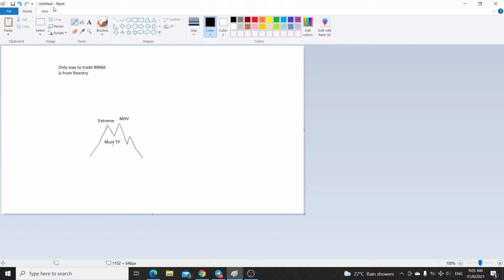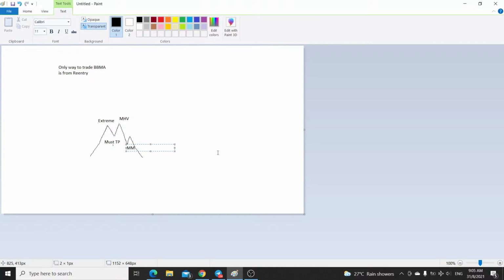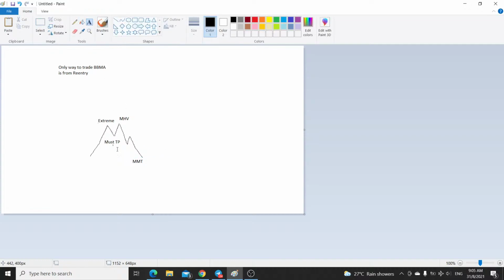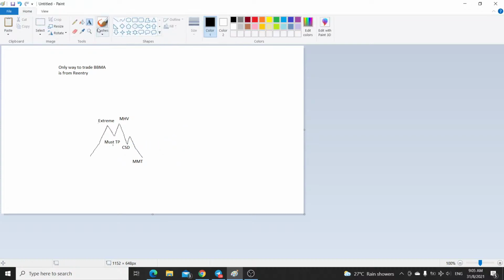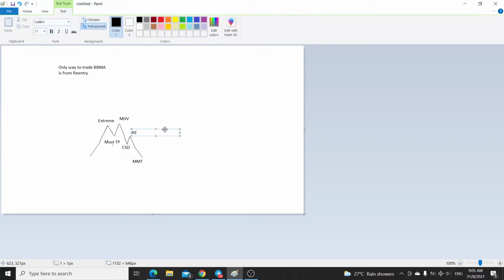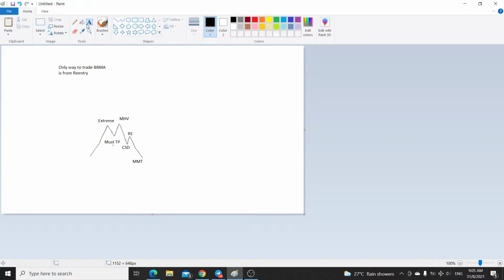So this momentum candlestick here, this candle direction, or maybe they call it CSAK, whatever name they have. This is your re-entry, and this is your momentum, re-entry, momentum, re-entry, momentum, re-entry.